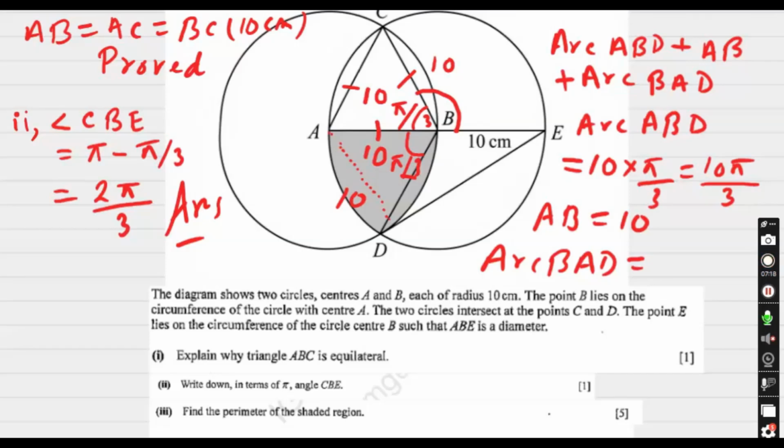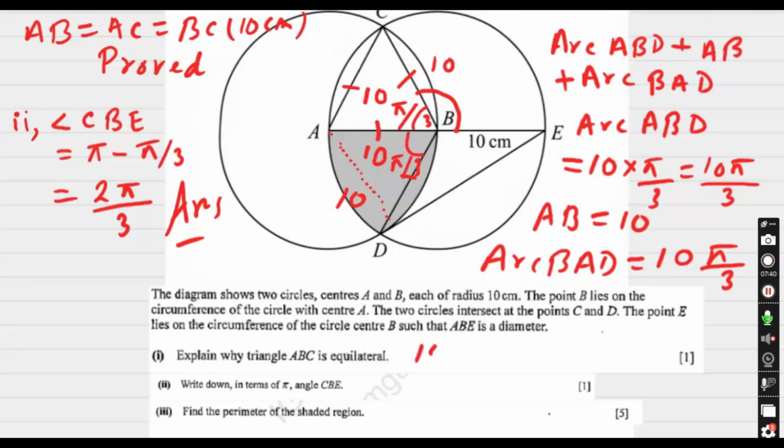So triangle ABD is an equilateral triangle and triangle BAD is also an equilateral triangle. So you can just write S equals r theta, 10 pi by 3. 10 is the radius and pi by 3 is the angle. Now add all these three.